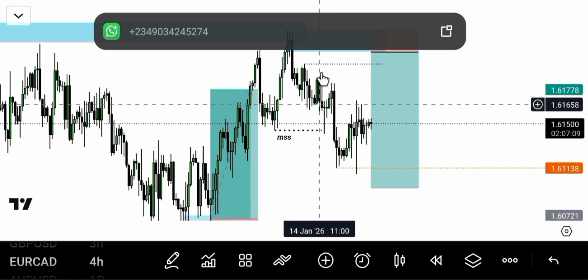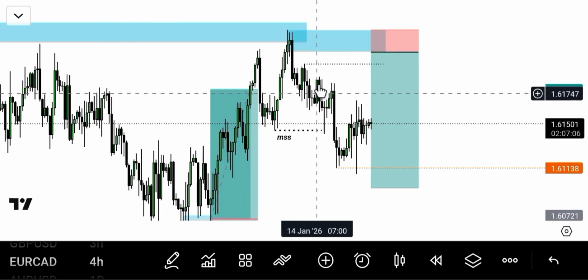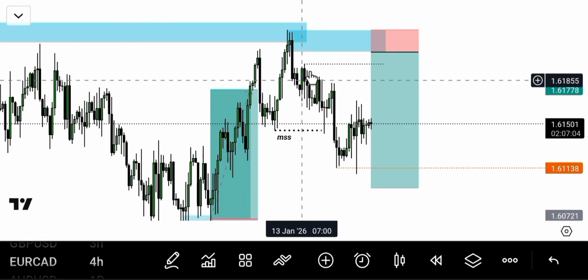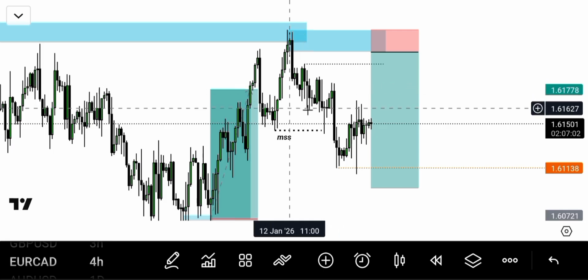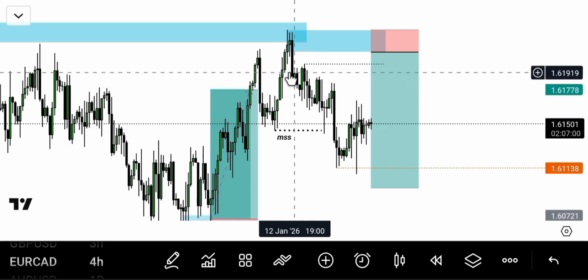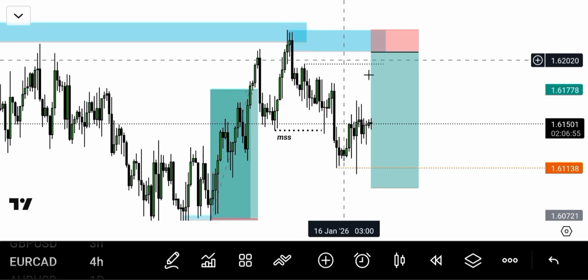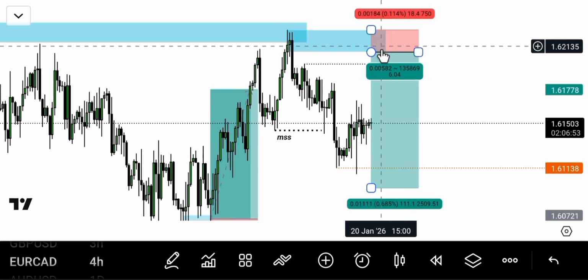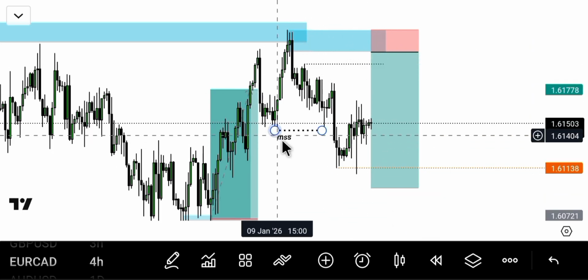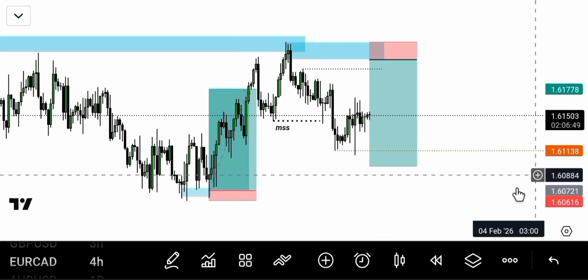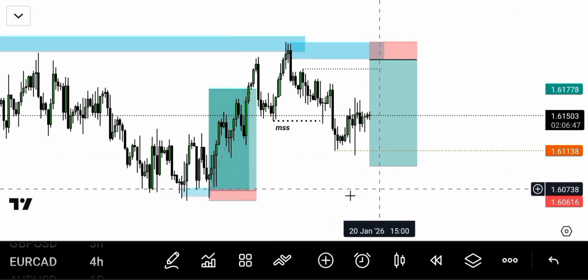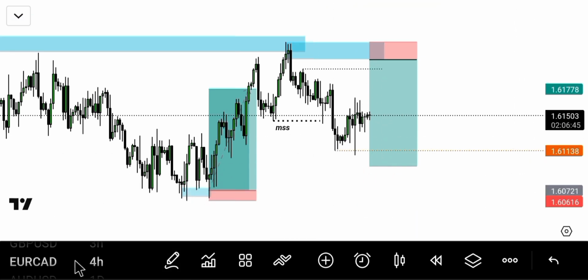One is that it is already mitigated. Two is that there's no liquidity that is swept. So I'm taking all these things as my structural liquidity. I'm looking for price to take this trade to this place and expand to this side. Once again, this is an active limit order, a trade that I'm actually active on. If it resonates with you, you can actually take it.